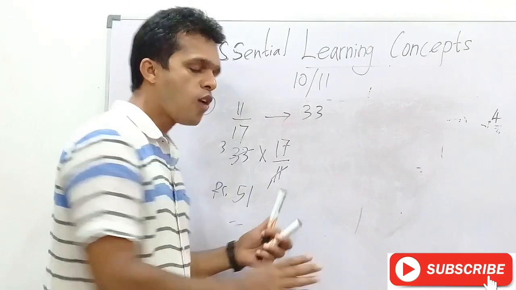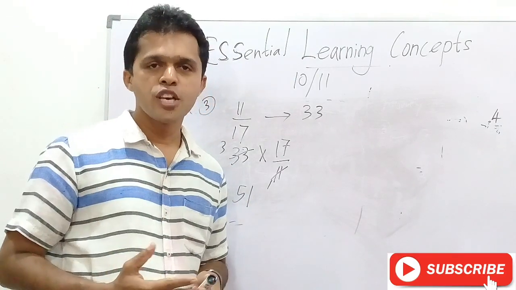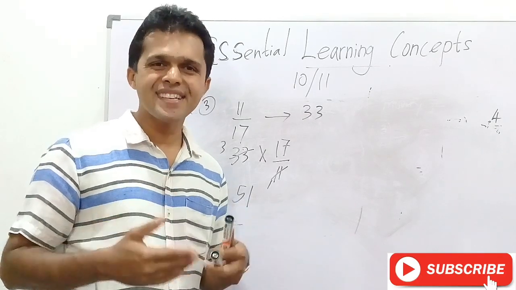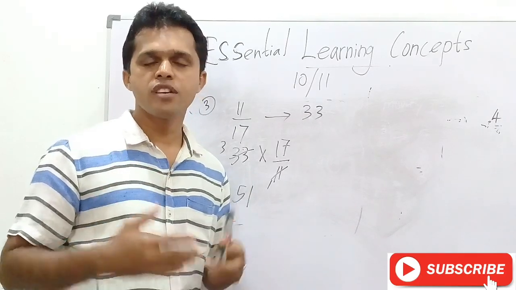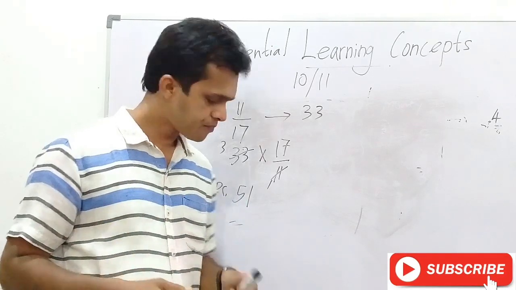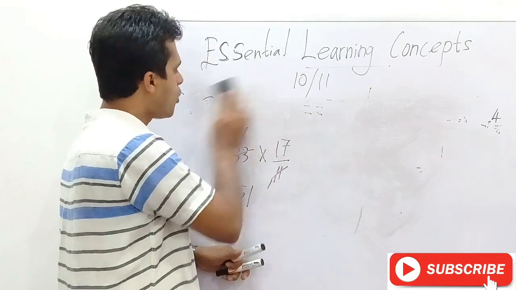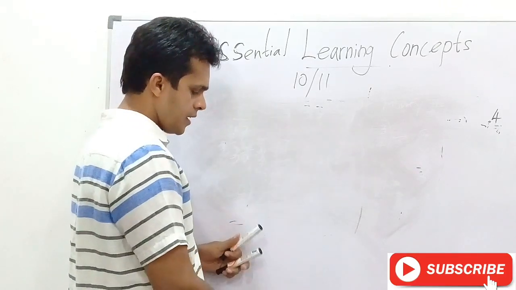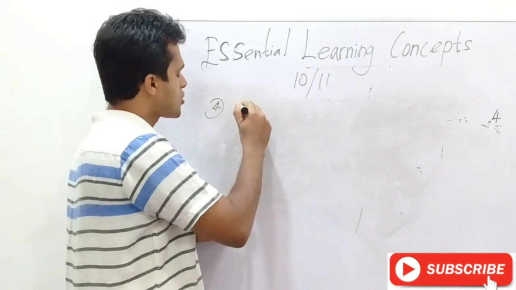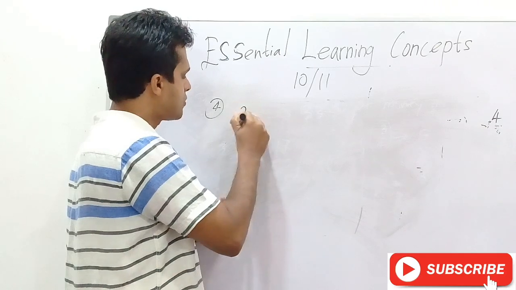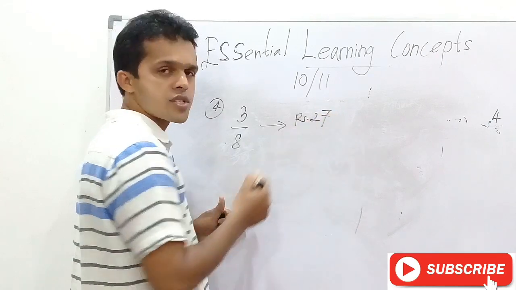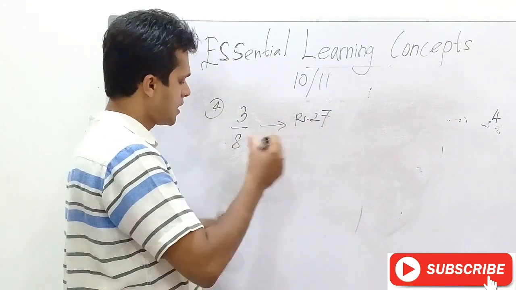Now you know how to find the full amount when a certain value related to a given fraction is given. After that, you can find the full amount. Let's do the fourth sum. A certain amount of money related to this fraction is 27 rupees. Let's find the full amount.